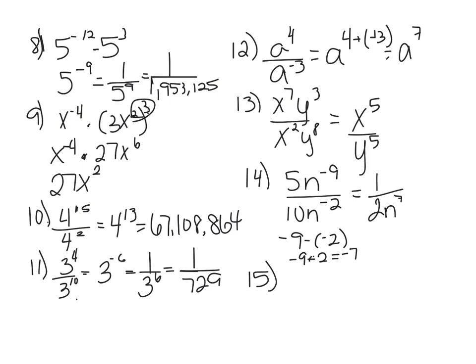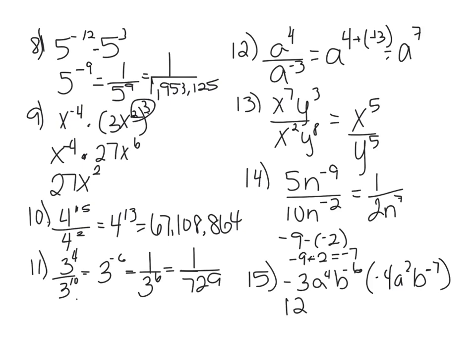Number 15, negative 3a to the 4th, b to the negative 6th, times negative 4a squared, b to the negative 7. So we're going to multiply our numbers. There's no exponent outside the parentheses here, so I'm not multiplying anything. The negative 4 is not getting raised to a power, so I'm negative 3 times negative 4. That gives me positive 12.